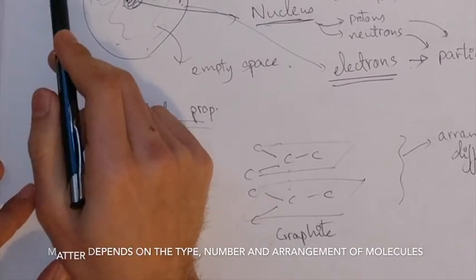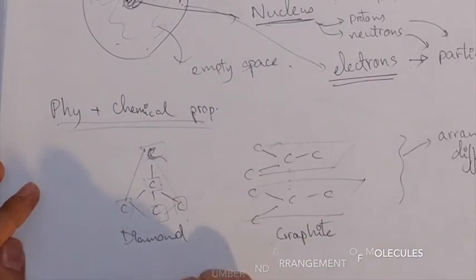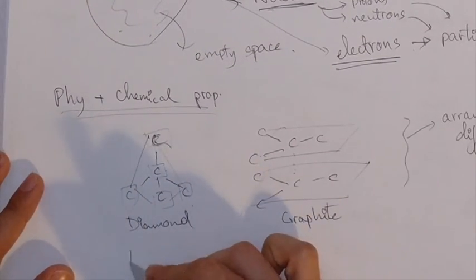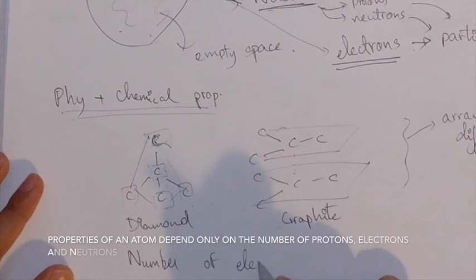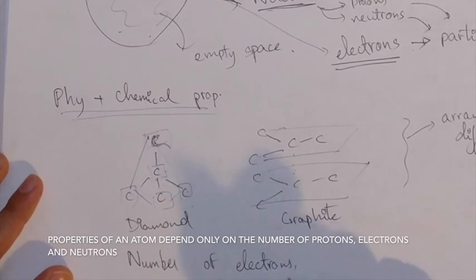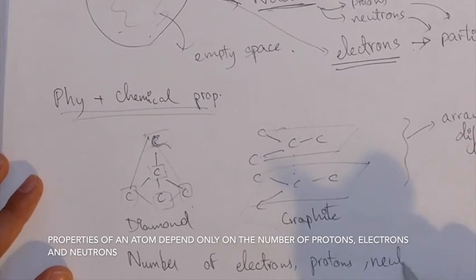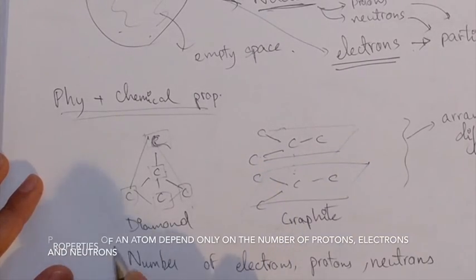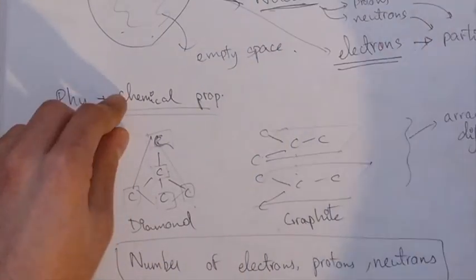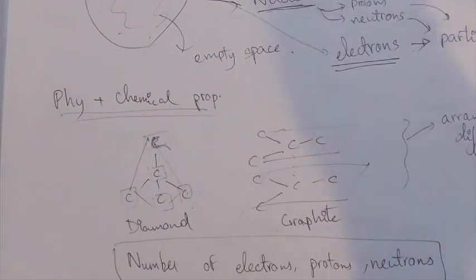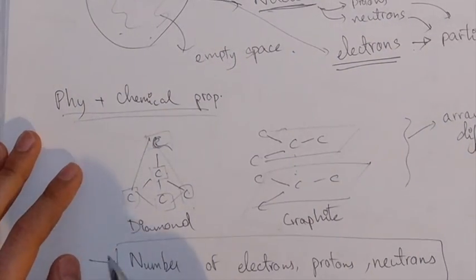But if you come down to the atom, we don't need to worry about any of that. The only thing that matters is number of electrons, protons, and neutrons, at least for all practical purposes. So we just need to know how many there are. We don't need to know where the electron is, where the proton is, where the neutron is, what it's doing, how it's arranged. We don't need to worry about any of that. We just need to know how many there are.